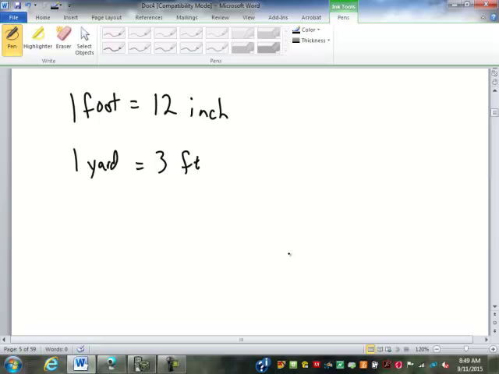The league is actually quite different. A league is, I don't remember now. Let's do this.